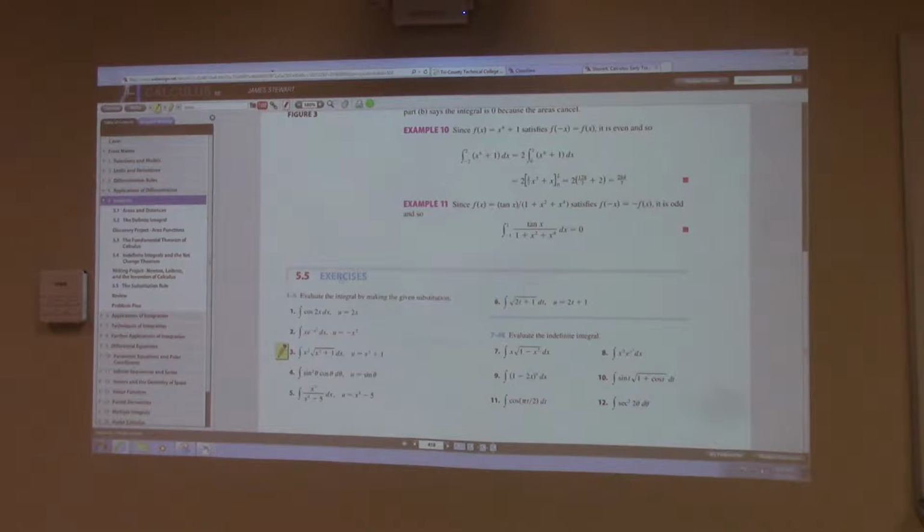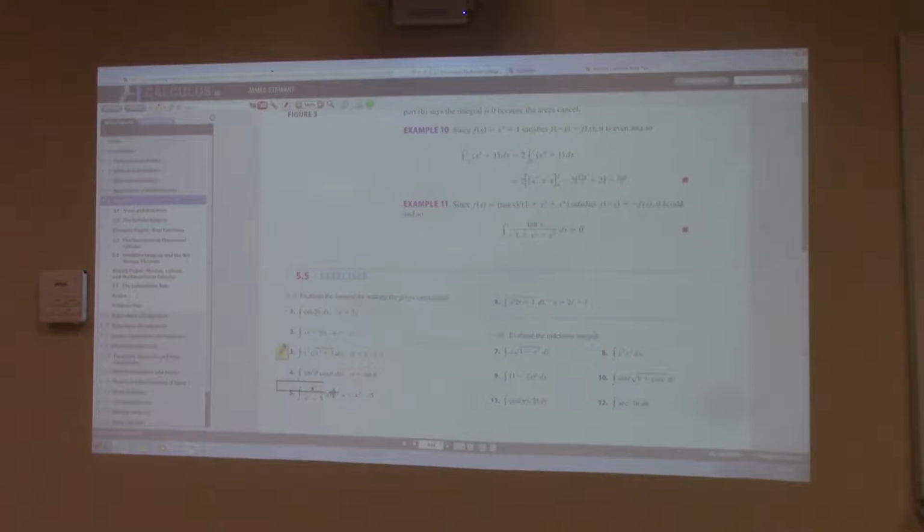All right, let's try this one since we did this one last time. I think I did this one and screwed it up for y'all, but we'll do this one and see if we can do it right this time.